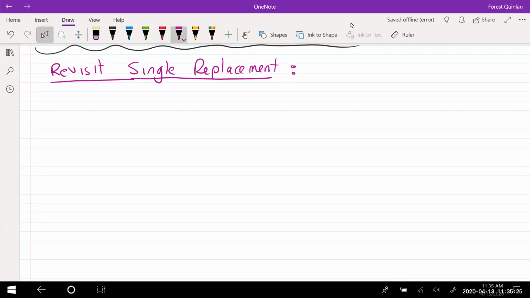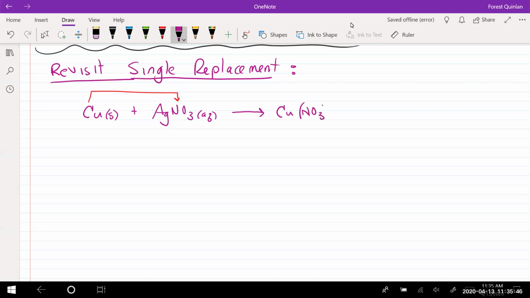We had copper solid plus silver nitrate, aqueous. And if we recall, of course, the copper is going to go with the nitrate. I told you on the other side, because copper doesn't behave, I told you that it would do copper 2 nitrate, and that would be aqueous. And then we'd have some solid silver. And of course, if I wanted to balance that out, I put a 2 and a 2.